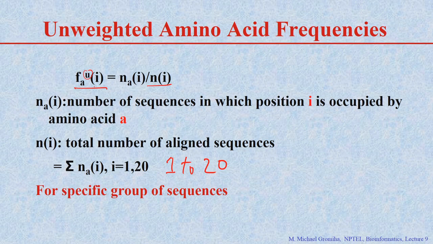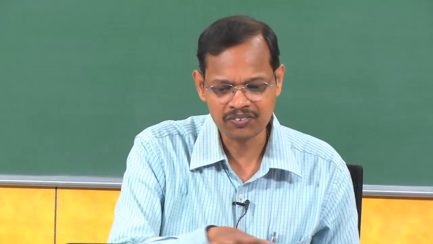So, here f of I is for each residue, any residue A in any position I, normalized with the total number of sequences at a particular position. Normally we use this for a specific group of sequences which is highly homologous, where we expect similar residues at similar positions. So, we use unweighted amino acid frequencies for any specific group of sequences.